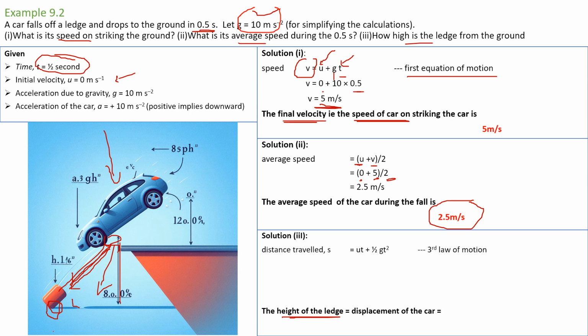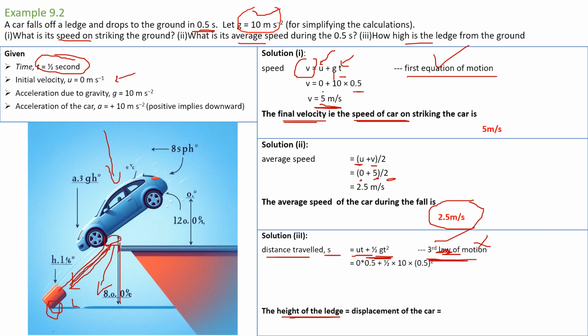So now what is the distance traveled? There is the equation. S is equal to what? Ut plus half gt square. This is not the third law of motion. This is the third equation. Third equation. So now distance traveled is S is equal to ut plus half gt square.